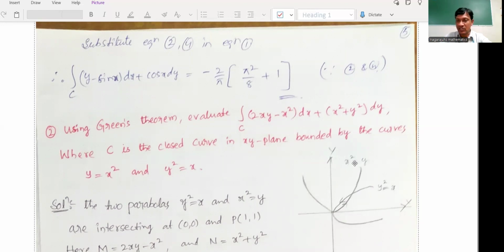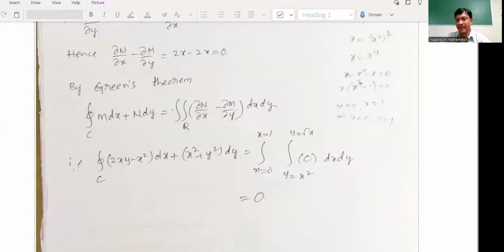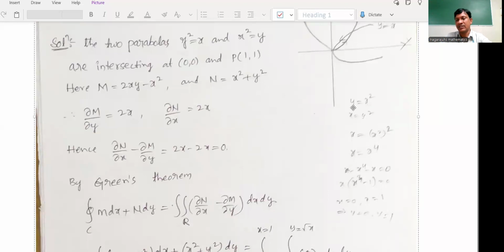Here, by solving these two equations, y is equal to x square and y square is equal to x. So we are substituting y is equal to x squared, and from this we are getting x is equal to 0, x is equal to 1. Similarly, by substituting, we get y is equal to 0, y is equal to 1. Here O is 0, comma 0, and the intersecting point P is 1, comma 1. So the two parabolas y square is equal to x and x square is equal to y are intersecting at O 0, comma 0 and P 1, comma 1.